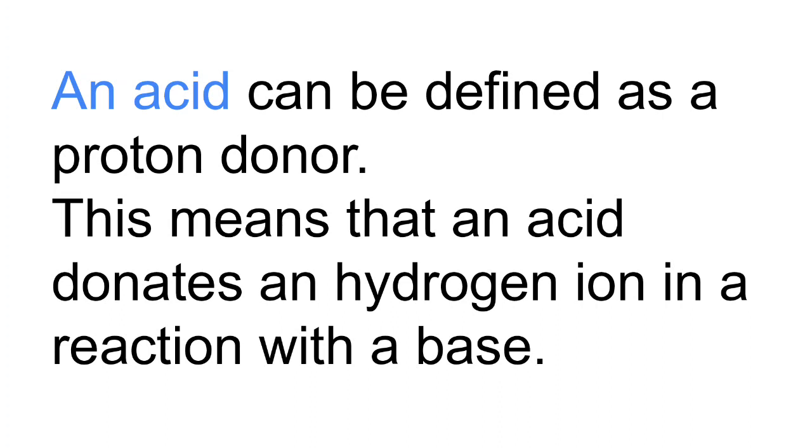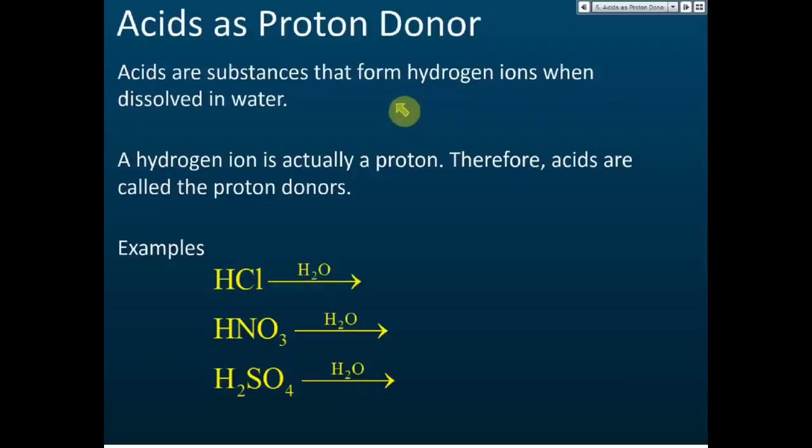Now this can be explained in the equation given below. Acid as a proton donor. First of all, we need to know why we say acid is a proton donor. What does it mean by proton donor? Acids are substances that form hydrogen ions when dissolved in water, as I told you just now. Anything that forms hydrogen ions when dissolved in water is an acid. And a hydrogen ion is actually a proton.